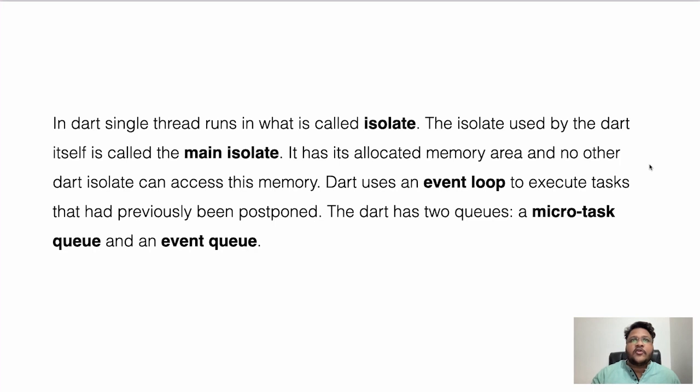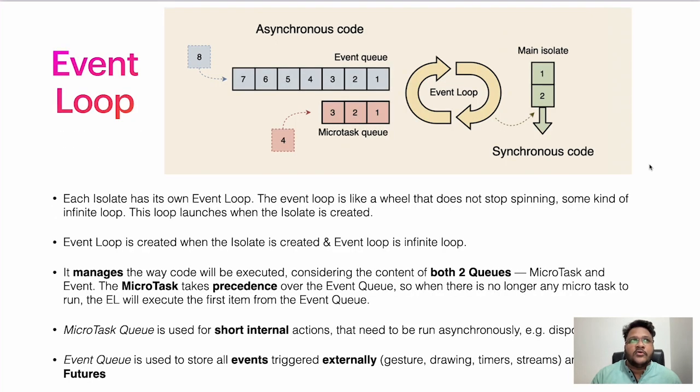We are going to talk about how we can implement multiple isolates in the later part of the discussion. But as of now, we can remember these few things. Each isolate has its own event loop, its own microtask queue and event queue. Now we are going to discuss that in detail. Each isolate has its own event loop.